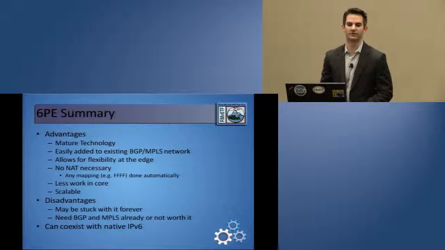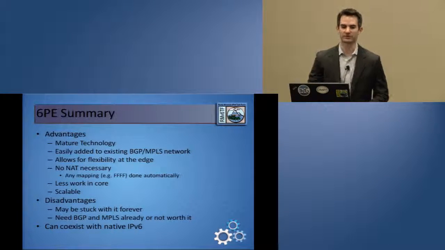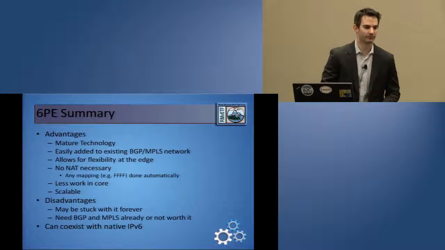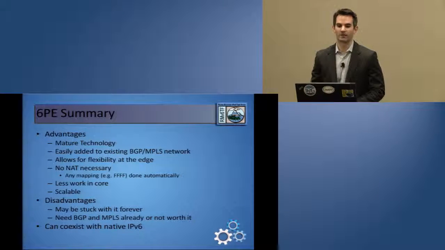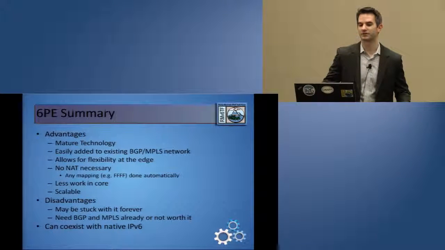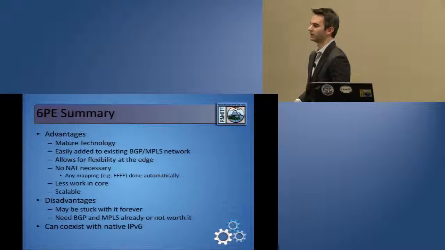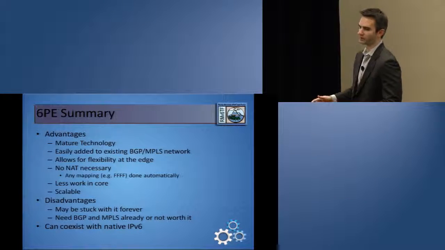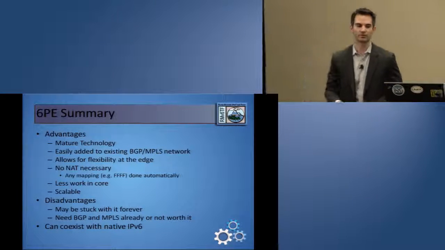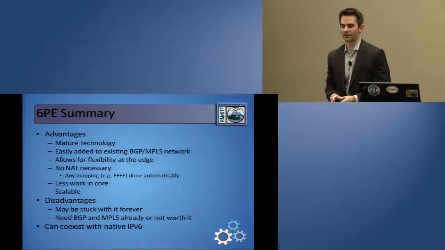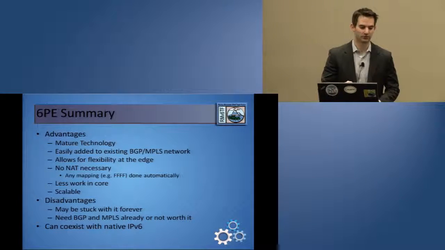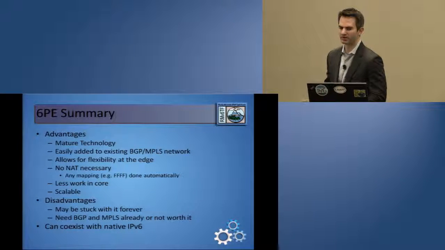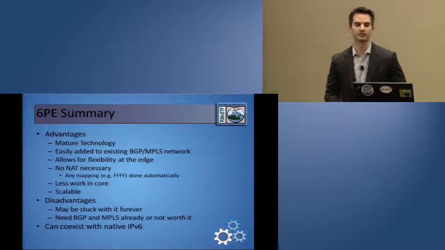So just some quick advantages and disadvantages. I'll start with the disadvantages, and feel free, if you guys have already looked into 6PE, maybe you have some more than what I have. I mean, one thing, and if you want to call it a disadvantage, you may be stuck with it for a long time. If you really are bent on trying to get as much IPv4 out of your network as you can, then 6PE may not be a good choice, because you get it out there and then you'd have to find another solution in order to get those last little bits of IPv4 out of the middle of your network. And it may not be worth it to deploy it if you don't already have BGP and MPLS.